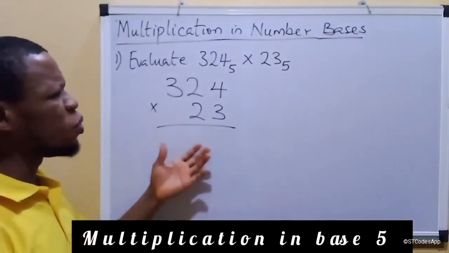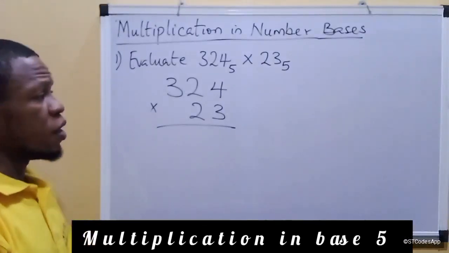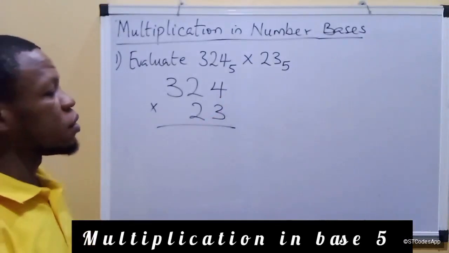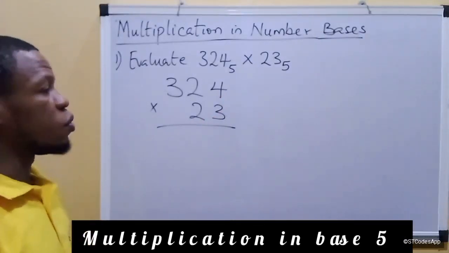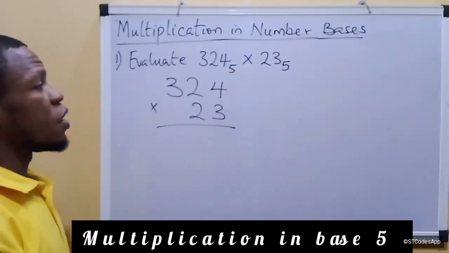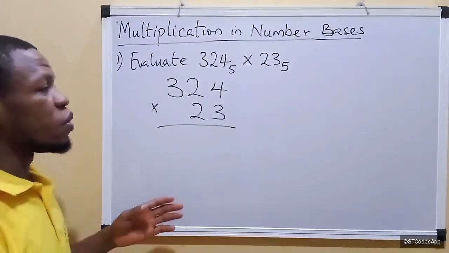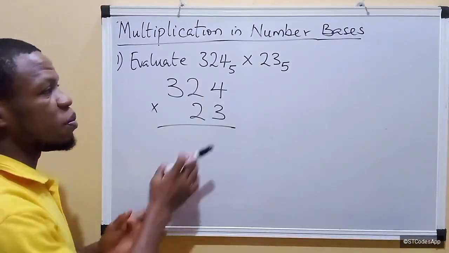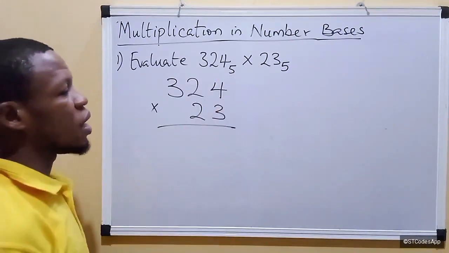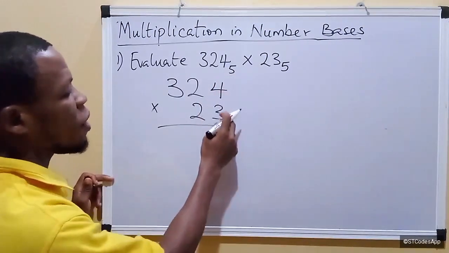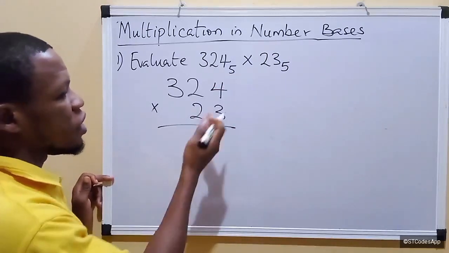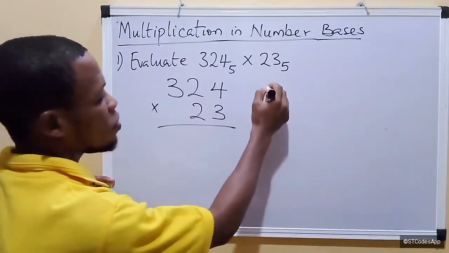Okay, so what we do when we do multiplication in number bases is simply we multiply the two digits to be multiplied, then whatever the product is, if it is greater than or equal to the base, we divide by the base, but if it is less than the base we are dealing with, we write it down. So in this case, for the first part, we have 3 times 4, which is 12. It is greater than the base 5, so we divide it by the base.